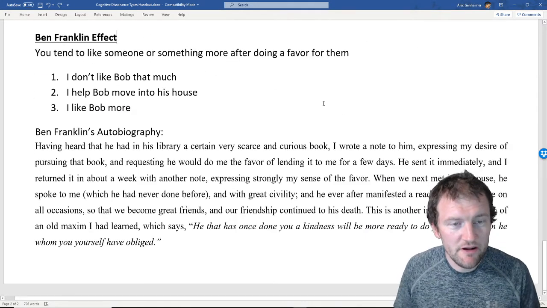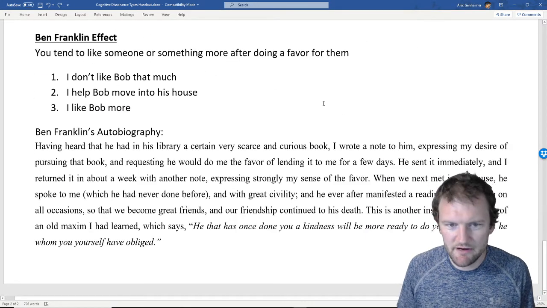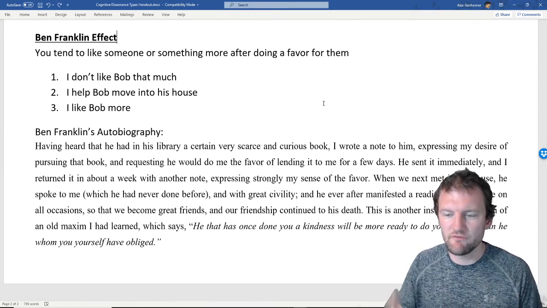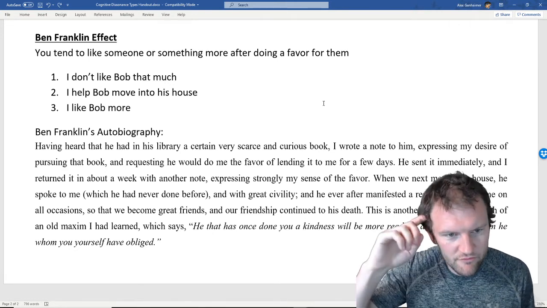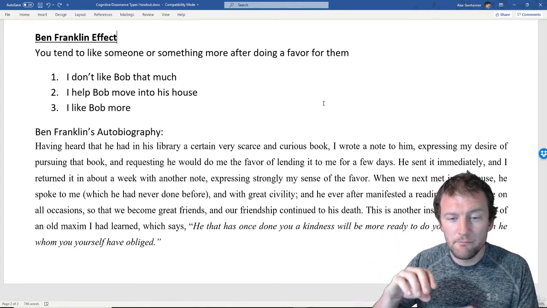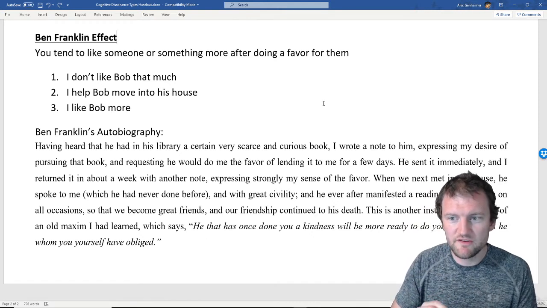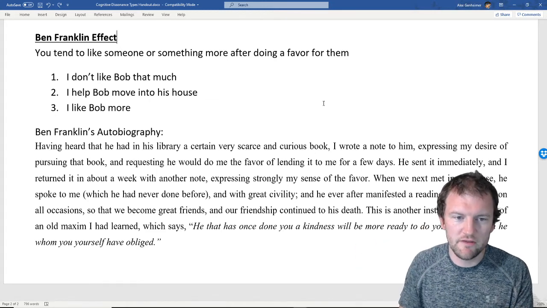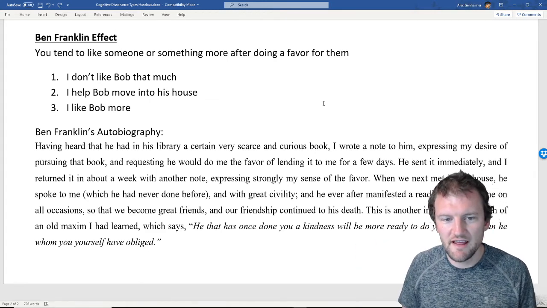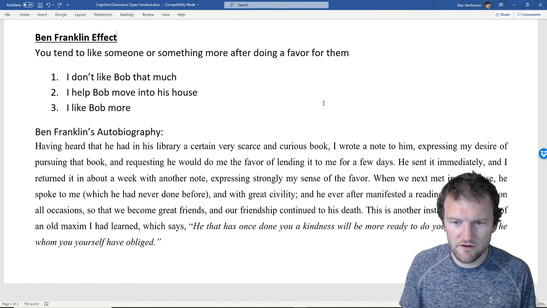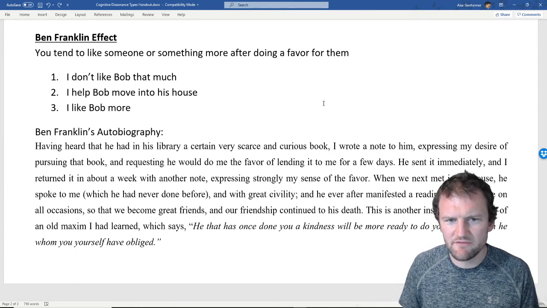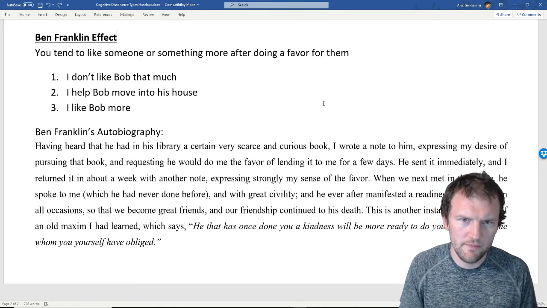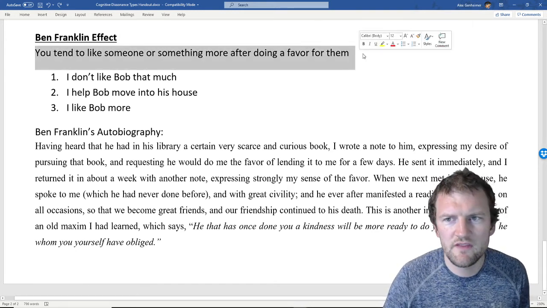The Ben Franklin effect, named after a story that Ben Franklin talked about in his autobiography, is that there was a guy that didn't like Ben Franklin. So, not a fan of Mr. Franklin. Ben Franklin wrote a note to this guy, who had a rare book that Ben Franklin wanted to borrow. So he said, hey, can I borrow your book? The guy says, sure. He borrowed the book. So the guy that didn't like Ben Franklin did a favor for Ben Franklin. And then he liked Ben Franklin more. You tend to like someone after doing a favor for them.